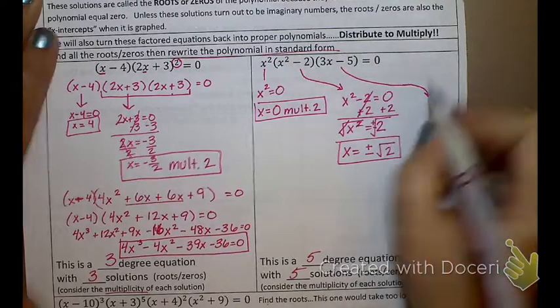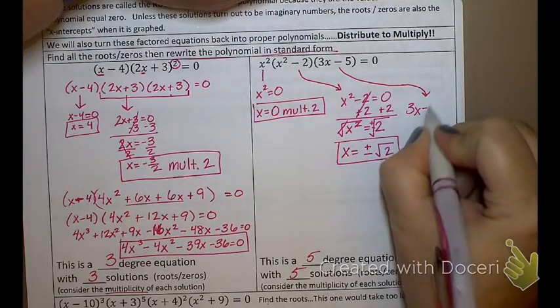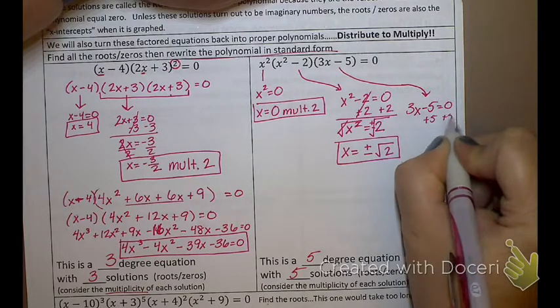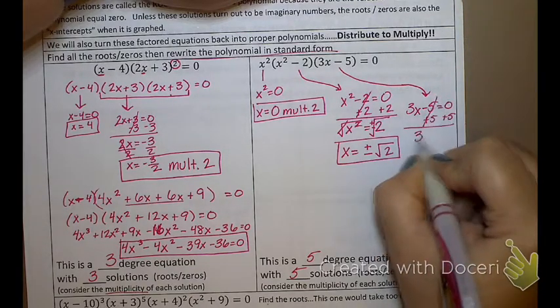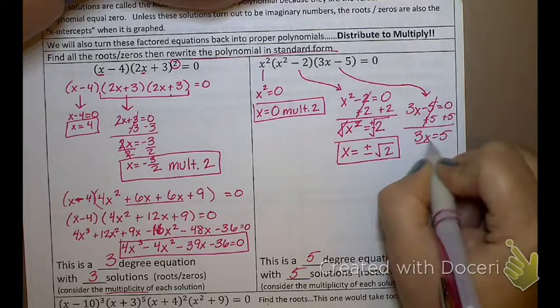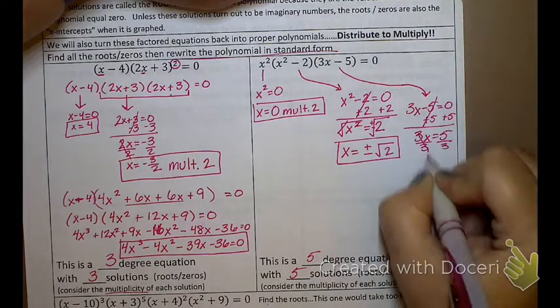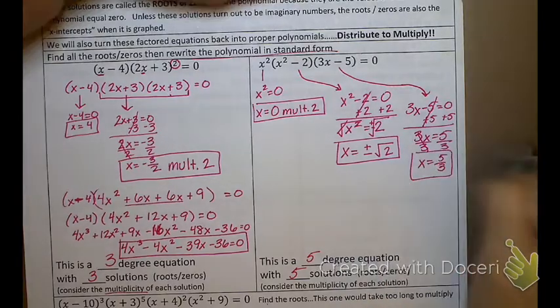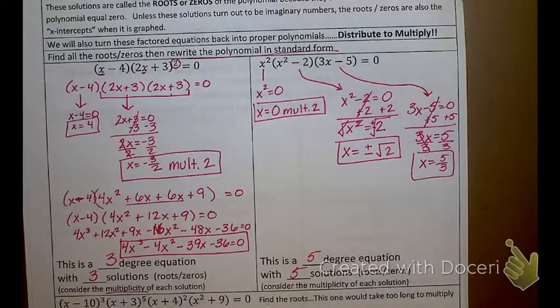Okay. So 3x minus 5 equals 0. I'm going to add 5. 3x equals 5. Divide by 3. And x equals 5/3. So what's the second step of the problem? Put it in standard form, right?